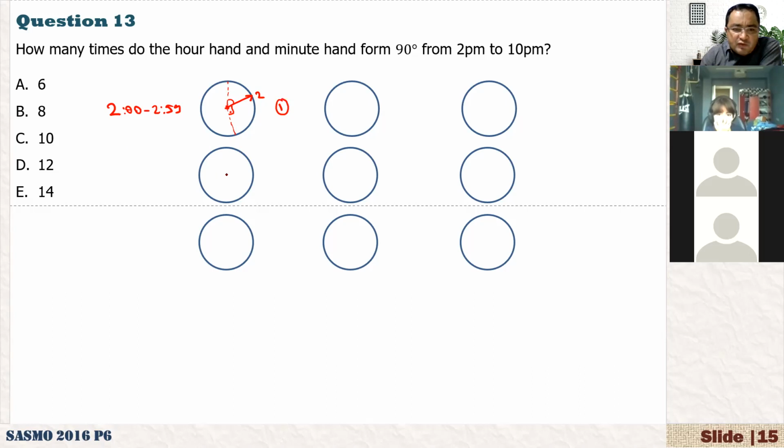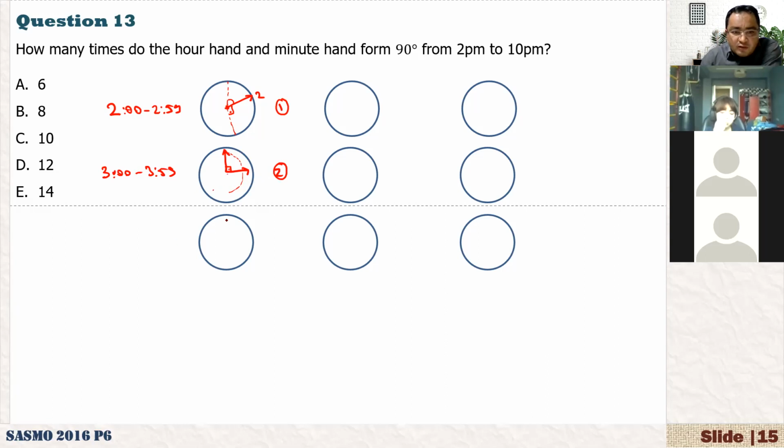Now, how about 3 o'clock? When it is 3 o'clock, the minute hand is here and the hour hand is here. It's already forming 90 degrees. Now this one starts moving, and after somewhere it forms 90 degrees one more time. So between 3 and 3:59, how many times? Here we have 2 times it forms a 90-degree angle.